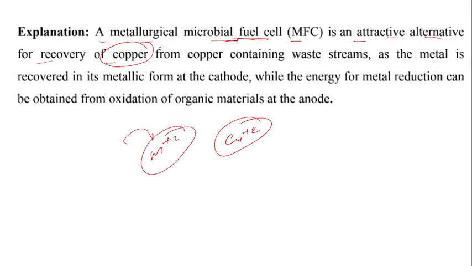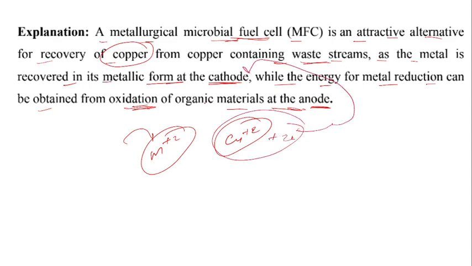So for recovery of copper from a copper-containing waste stream, the metal is recovered in its metallic form at the cathode, while the energy from the metal reduction can be obtained from the oxidation of organic matter at the anode. So oxidation will occur at the anode. And reduction, copper is gaining electrons, right? So it is reduction. Reduction will occur at the cathode and oxidation occurs at the anode. So this is done.